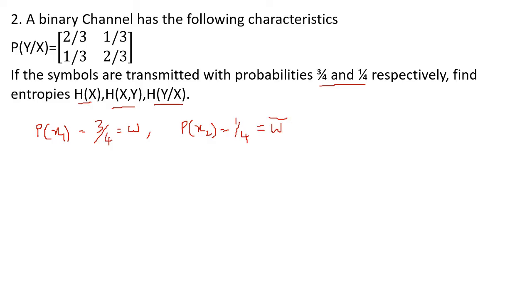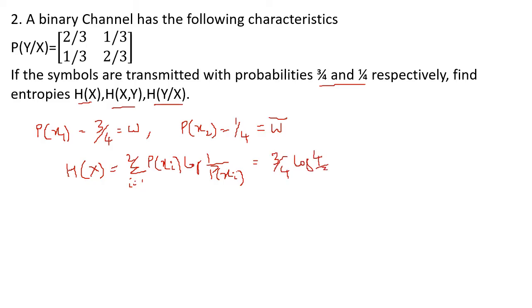Next, by the definition of H(X), we can write it as summation i equal to 1 to 2 of P(xi) into log of 1 by P(xi). So we'll substitute the value of i varying from 1 to 2. So we are going to get P(x1), which is 3/4, so 3/4 into log 4/3 plus 1/4 into log 4. So the entropy of input H(X) after substitution will be 0.8113 bits per symbol.